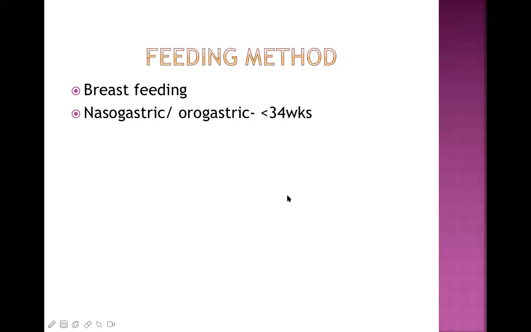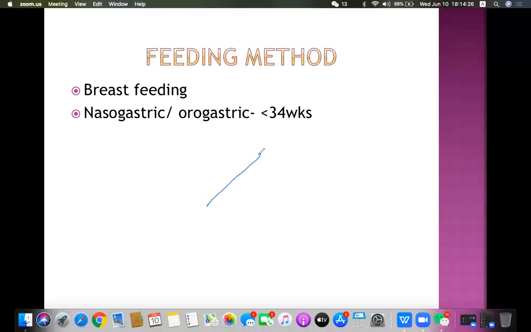Now, how are you sure that it is in the stomach? That is another very important question, because when we put it from the nose, it will go into the nasopharynx first, then the oropharynx, and then the laryngopharynx. From the laryngopharynx, we have two pathways. One will go towards the airway, and another will go towards the esophagus.